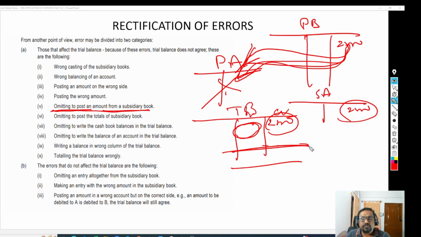Why will trial balance show arithmetical accuracy? Because we are following double entry system of bookkeeping. For every debit, there should be a corresponding credit. For every credit, there should be a corresponding debit. So when the credit is posted, where is the debit? Debit is not there. Because debit is not there, your trial balance is not tallying. Getting my point? Right.